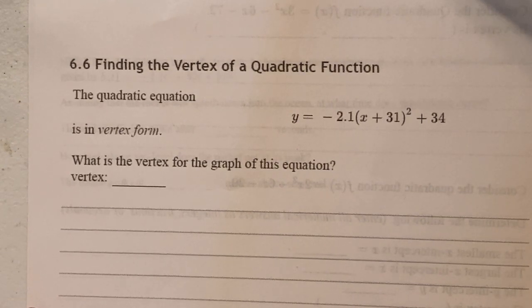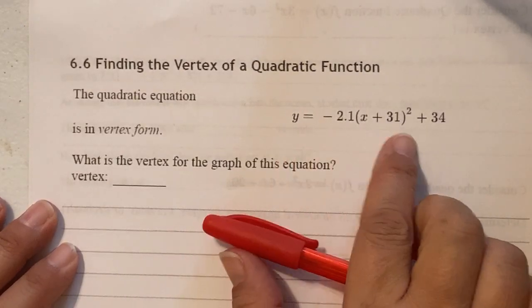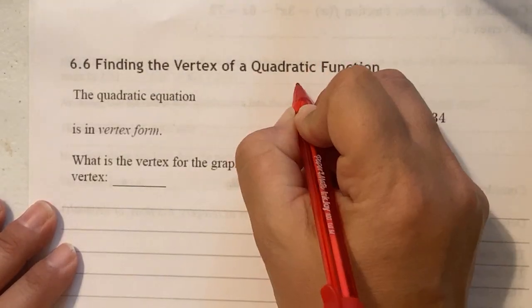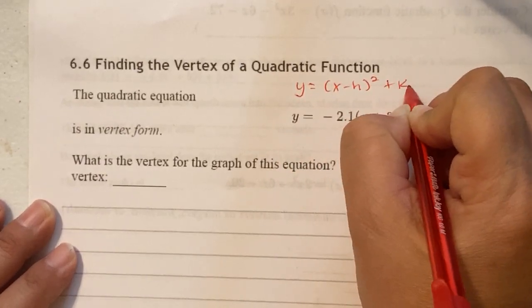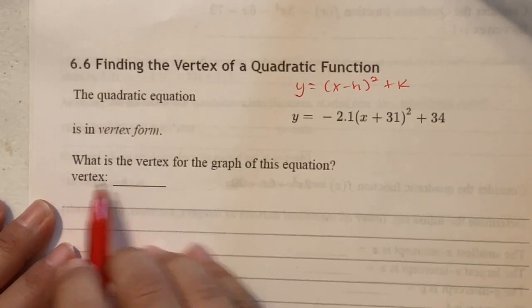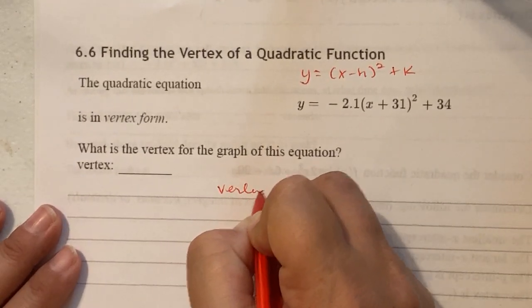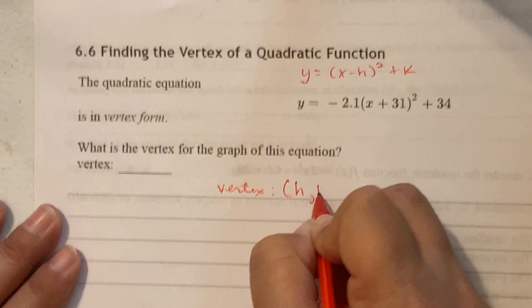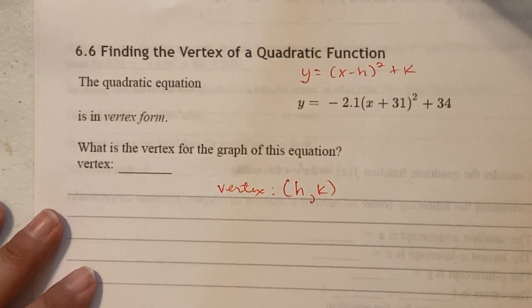Okay, 6.6, finding the vertex of a quadratic function. Remember, right now we're looking at the equation in vertex form. Remember, the general formula is y equals (x minus h) squared plus k. Now it's asking us to find the vertex of the graph. So first thing we need to know, vertex is h comma k. So whatever our h value is and k value is.